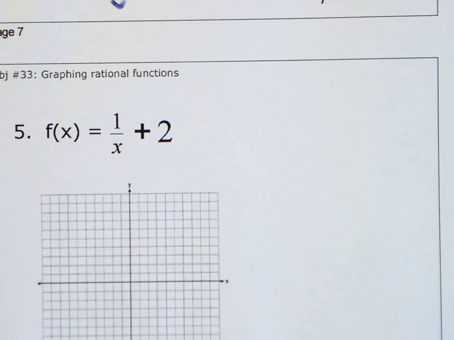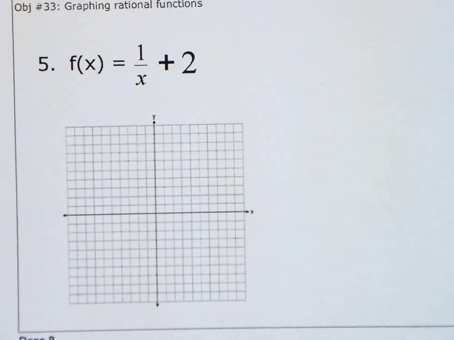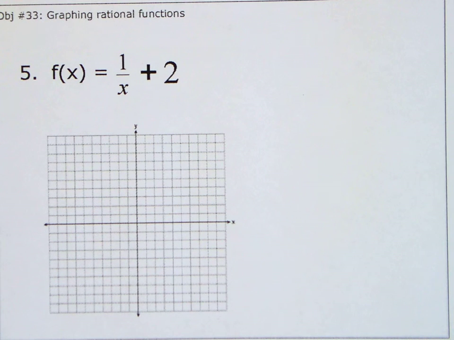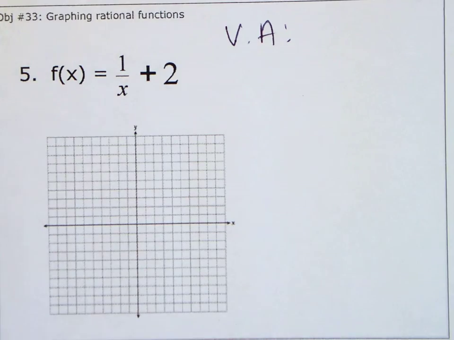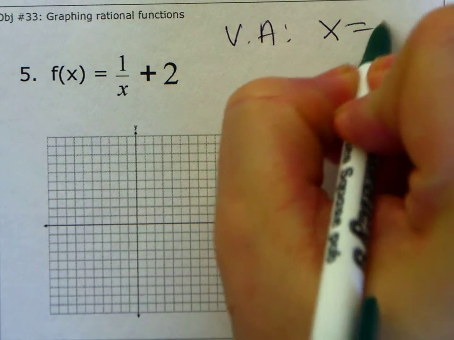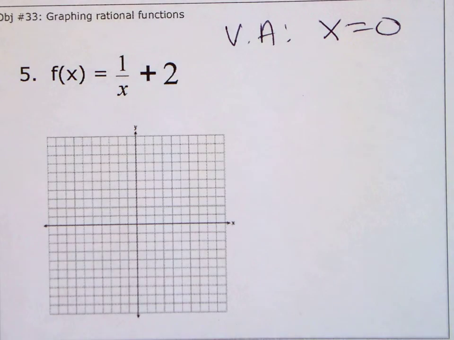Next one. Now, what's that 2? What did I say that 2 was going to be? That 2 is going to change our horizontal asymptote, right? So our vertical asymptote. How do you find the vertical asymptote? We set the denominator equal to 0. But what's our denominator? X. X equals 0. Done. There's no work here. It's fabulous.